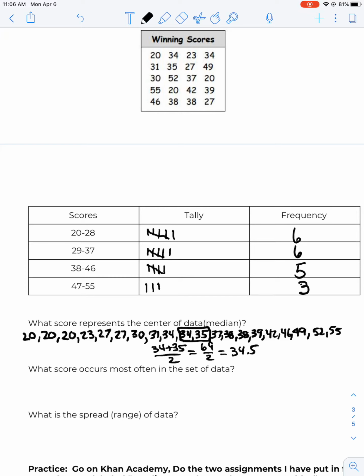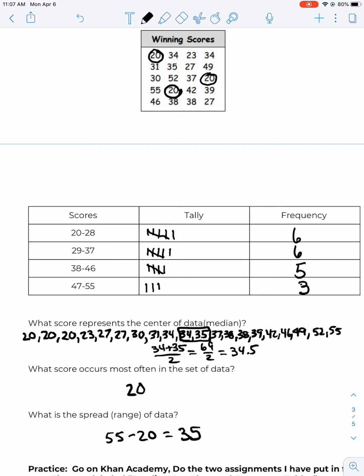Then it asks us which score occurs most often in the set of data. And that happens to be 20. Because if I look at this, it appears 3 times here. We've got here, here, and here. And then it says, what is the spread of data? What is the spread range of the data? And for here, we've got 55 minus the 20. So our spread is 35.